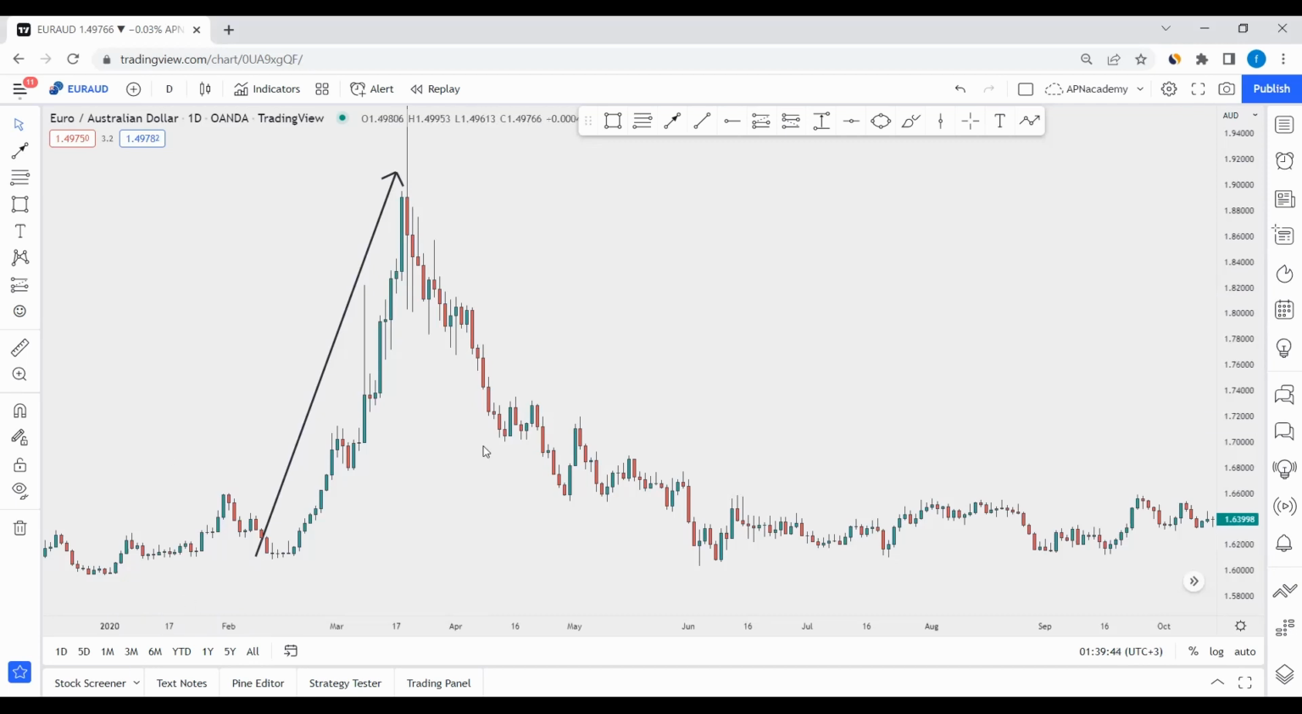So now let's try to identify the higher highs and higher lows. So in this case, the market first created this high here, right?